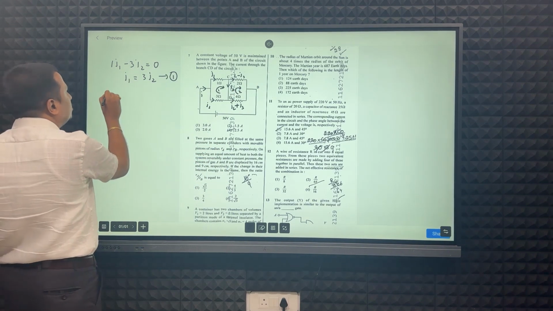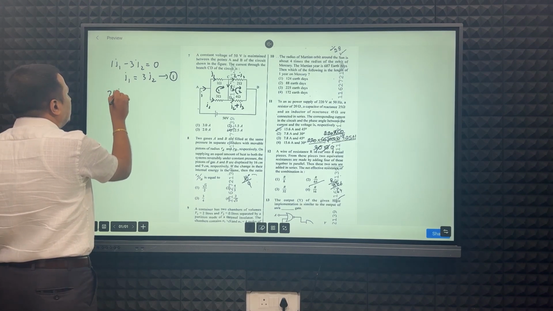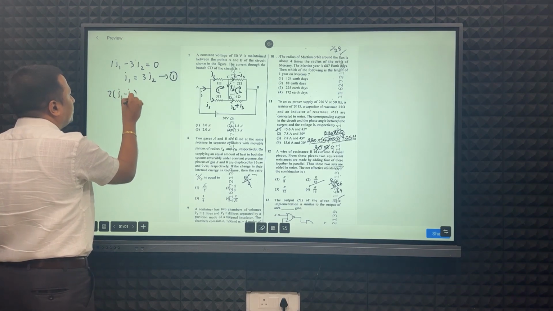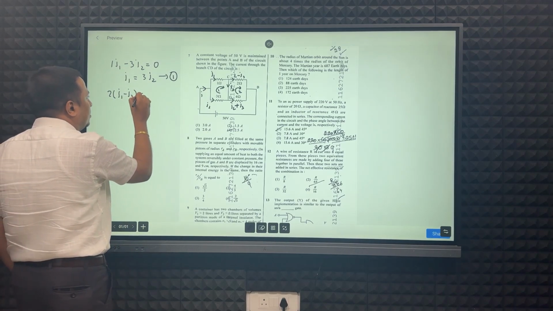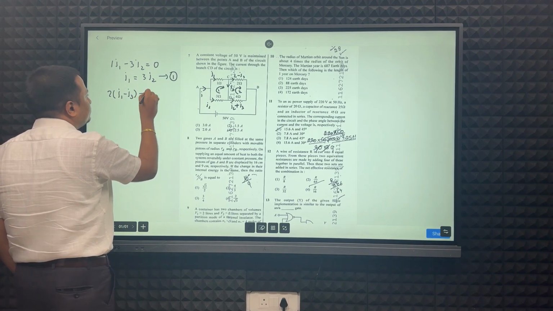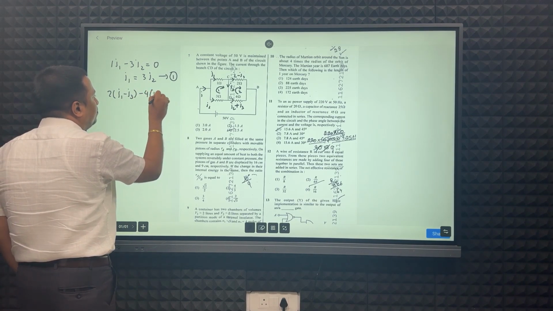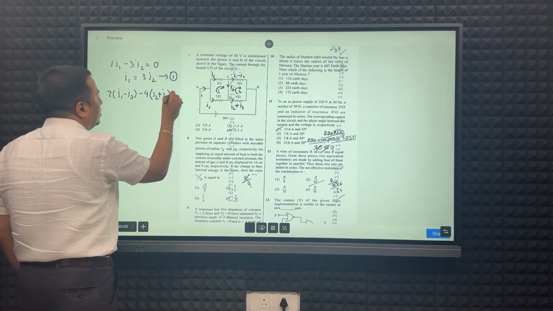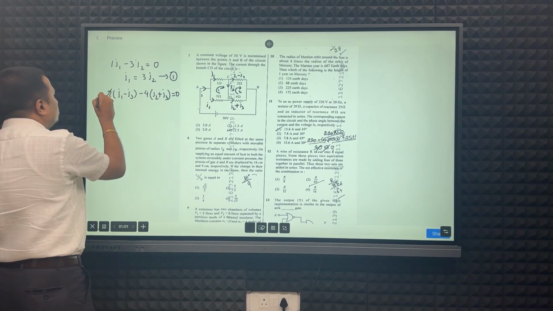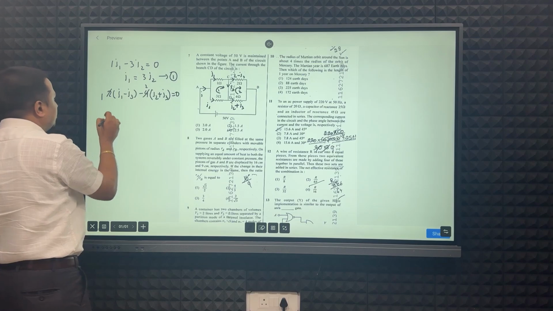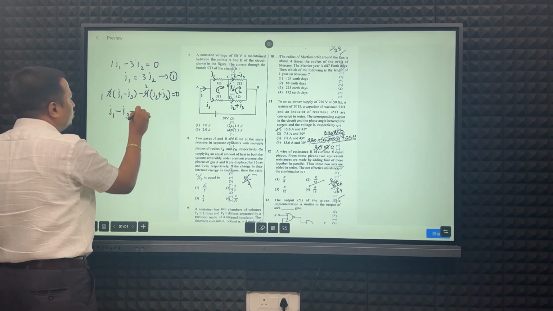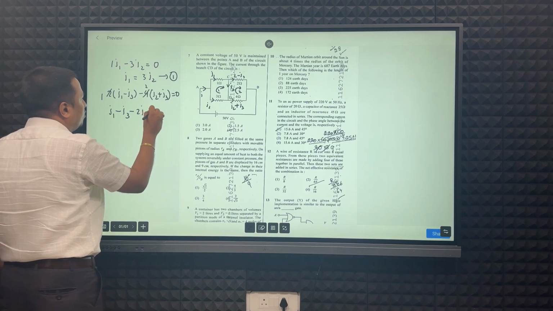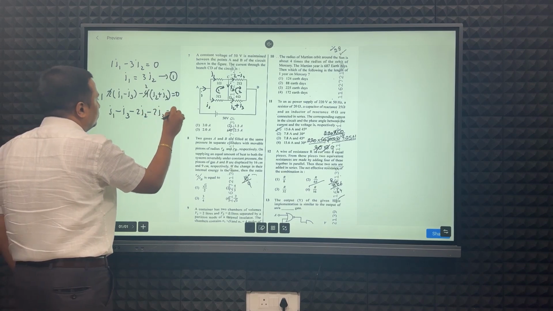Second equation, I am going to apply KVL, that is Kirchhoff's voltage law, in the second loop. It will give me twice of I1 minus I3, minus 4 of I2 plus I3, that will also be equal to 0. 2 1s are 2, 2 2s are 4. I1 minus I3 minus 2I2 minus 2I3 is equal to 0.